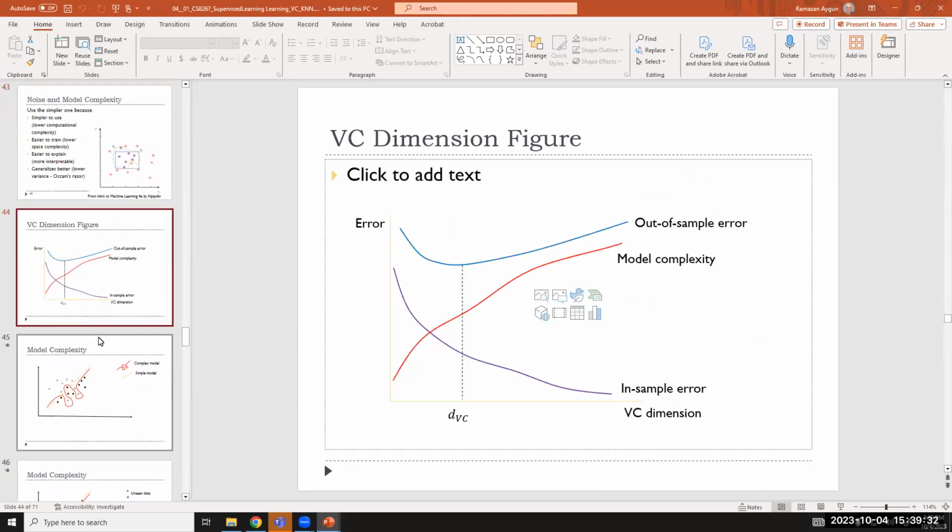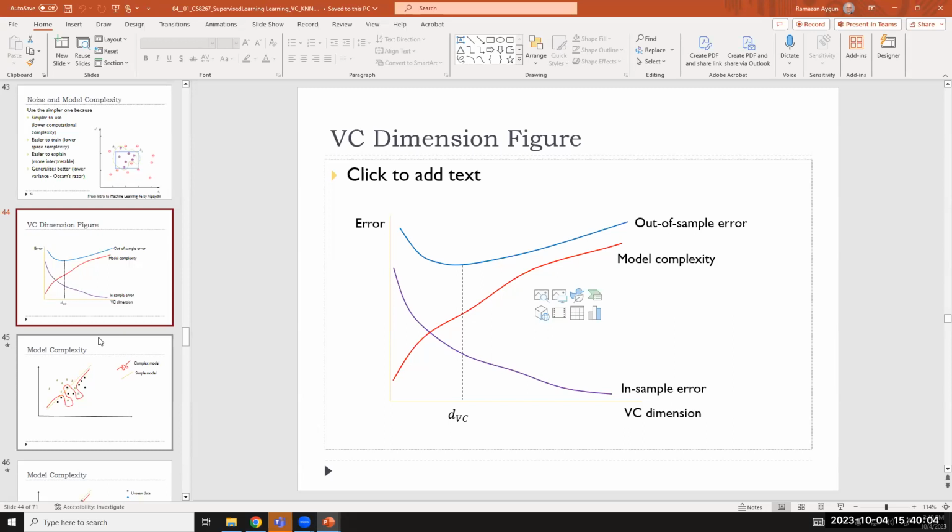This is an important graph. In this one, what you see here is that you increase the model complexity, so the VC dimension increases. VC dimension is the breakpoint minus 1. So it is the highest number of points your hypothesis set can shatter. One more and it cannot shatter anymore. That is called the breakpoint. So VC dimension is related to model complexity.